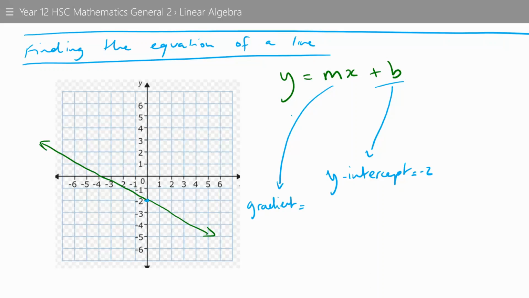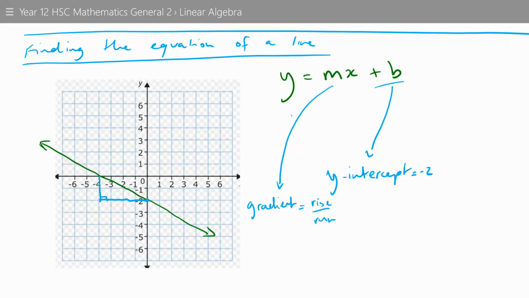Gradient equals rise over run. Now, for the rise over run, we need to make a right-angled triangle. There's plenty of options here, but here I'm going to go from here down to here. Here is my nice little right-angled triangle. Sometimes you can put the triangle down this way. So there's your right-angled triangle. There's a couple of ways to do it.